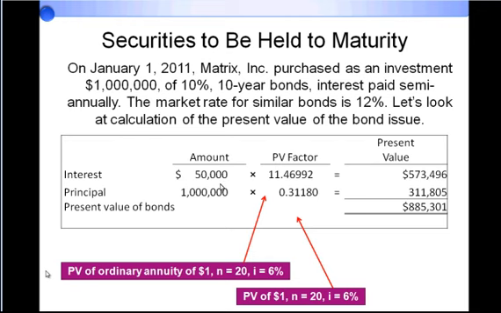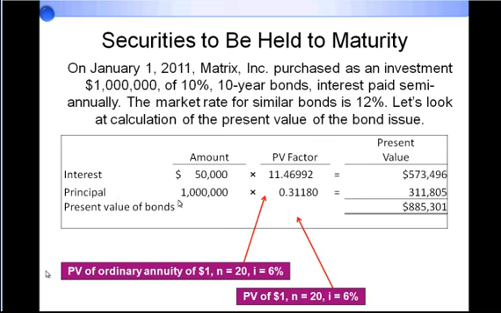Multiply one interest payment, not the full amount, just one interest payment, times that present value factor. That gives us the present value of the annuity of all these interest payments over time, what it's worth today if we were bringing it back to present value.